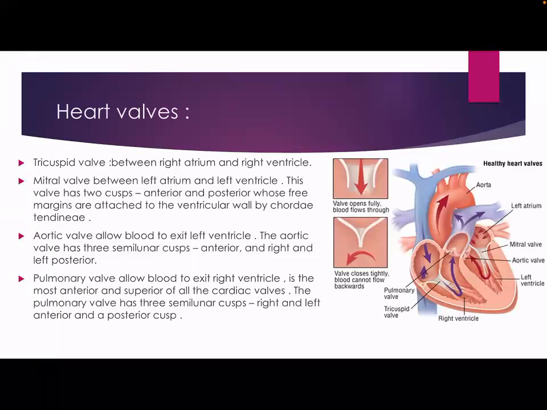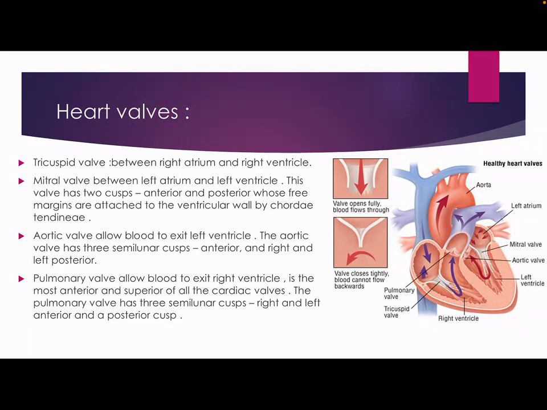We have 4 heart valves: tricuspid, mitral, aortic, and pulmonary. The pulmonary valve is the most anterior and superior of all cardiac valves. The tricuspid valve lies between the right atrium and right ventricle. The mitral valve lies between the left atrium and left ventricle, and it's composed of 2 cusps, anterior and posterior.